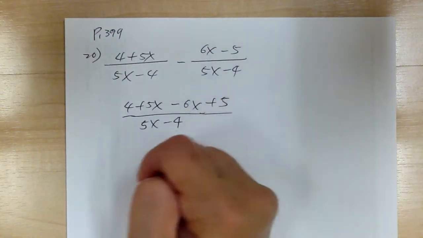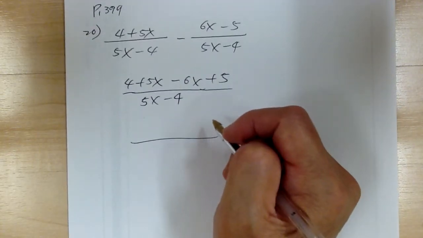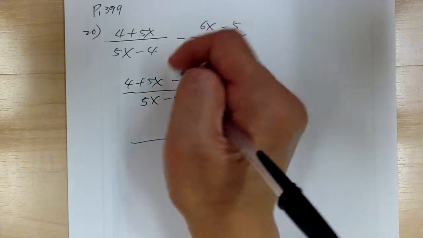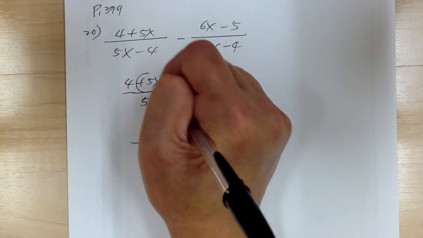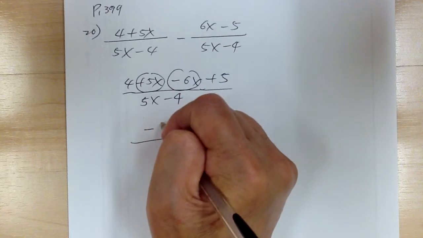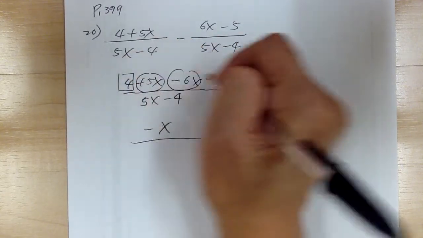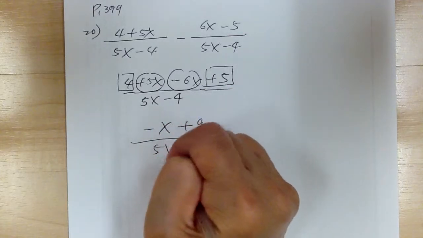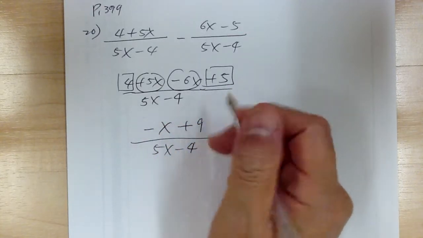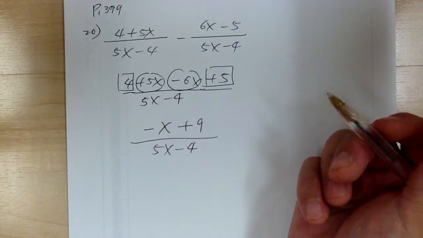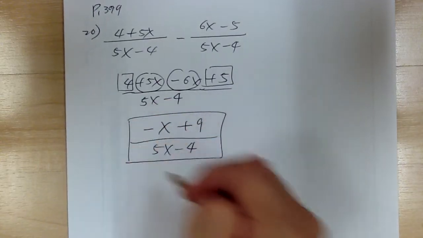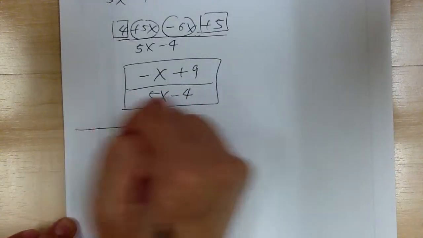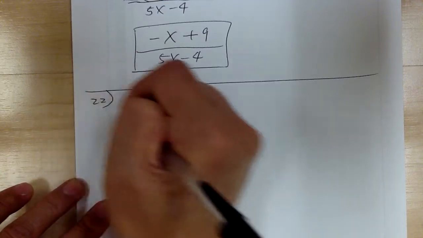Okay. Then after that, let's do the combining of like terms. So this will be a negative x, and this will be plus 9. And this one, you cannot do anything to it, so that's it. Okay, let's go to 22.